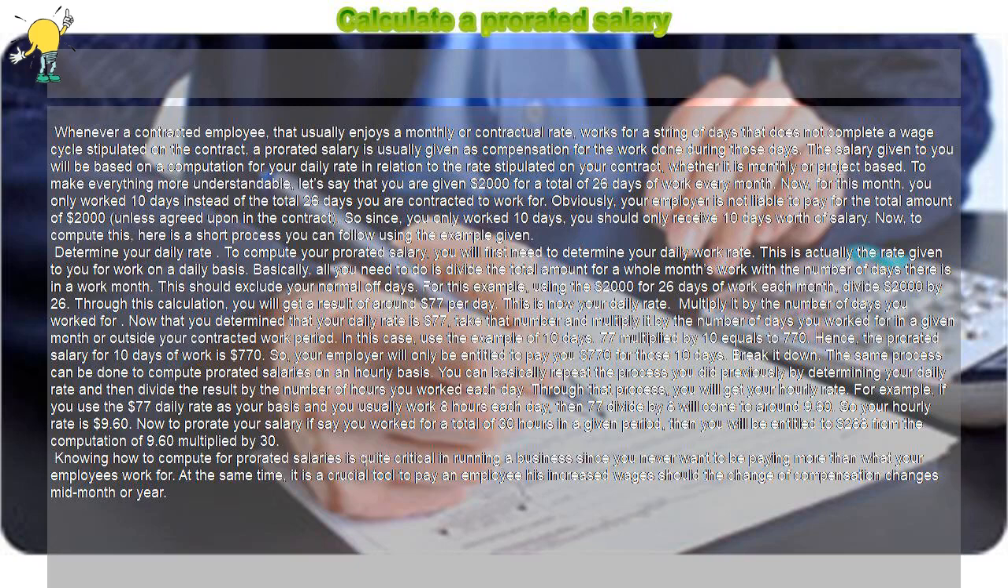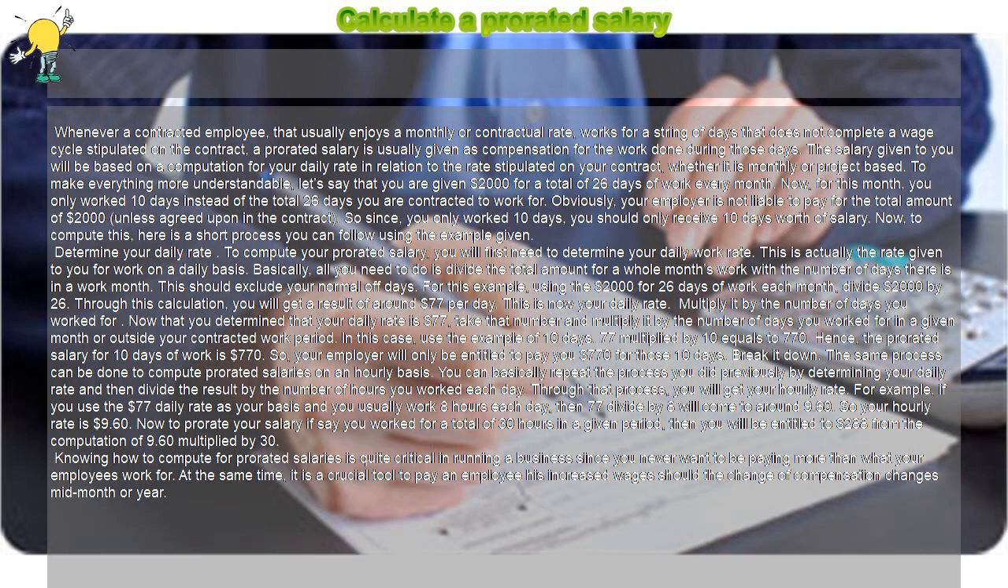Whenever a contracted employee, that usually enjoys a monthly or contractual rate, works for a string of days that does not complete a wage cycle stipulated on the contract, a prorated salary is usually given as compensation for the work done during those days. The salary given to you will be based on a computation for your daily rate in relation to the rate stipulated on your contract, whether it is monthly or project-based.